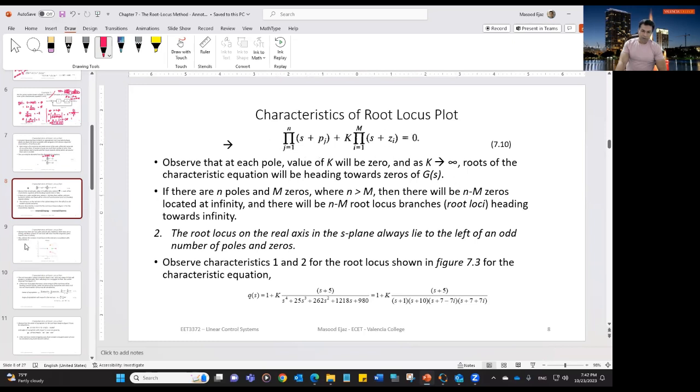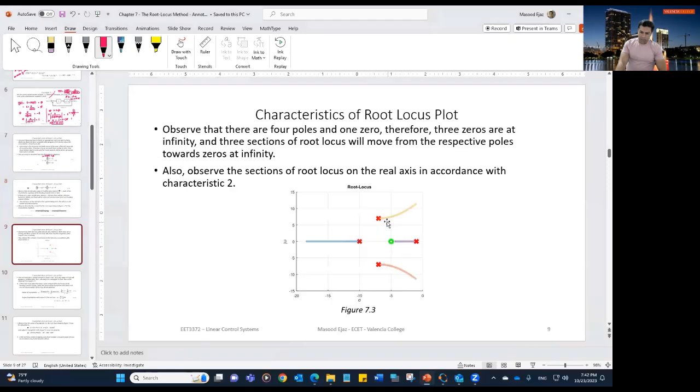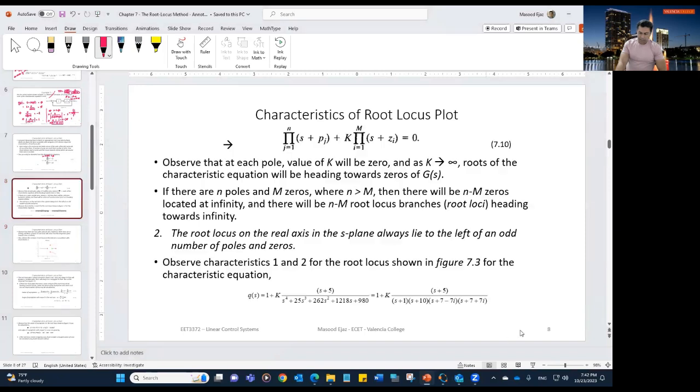And that's how I drew this. All these 4 poles that you see come from the characteristic equation. This right here, this is the characteristic equation. So you have poles -1, -10, -7 plus 7i, and -7 minus 7i. These are the 4 poles, and 1 zero is at -5.